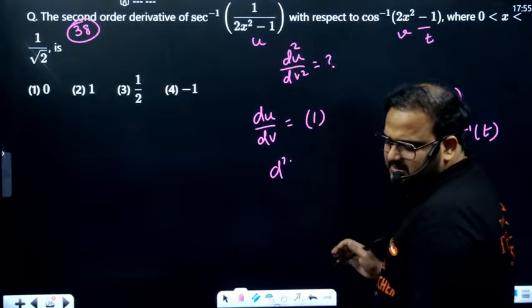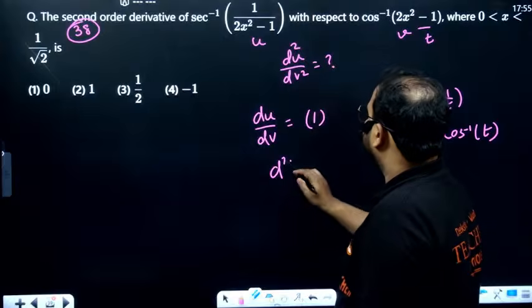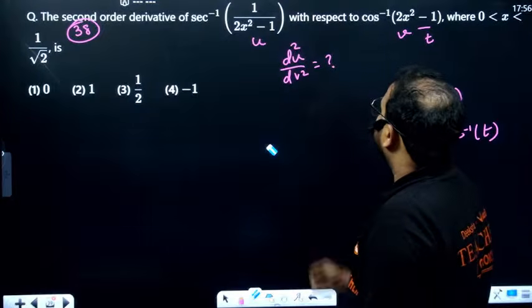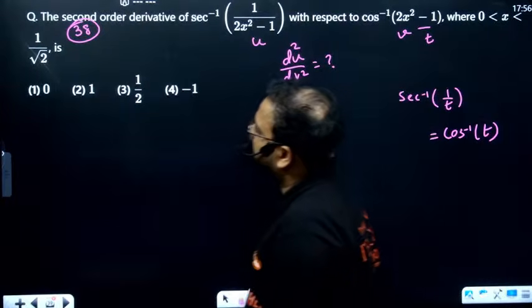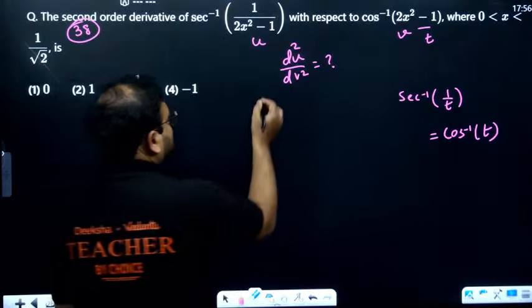How will it come as -1, Deepak? Isn't this 1 actually? Deepak, isn't this 1? Why is it -1? Deepak, why is it -1? Because my point is, look at this carefully.